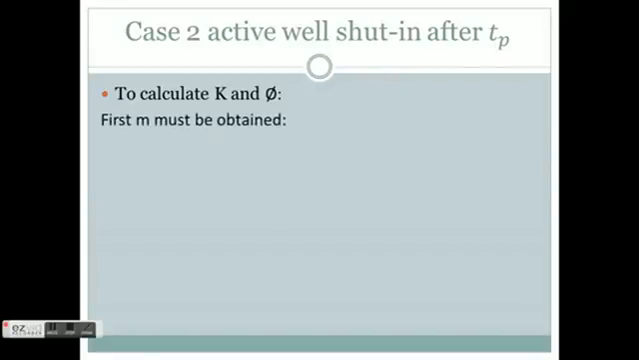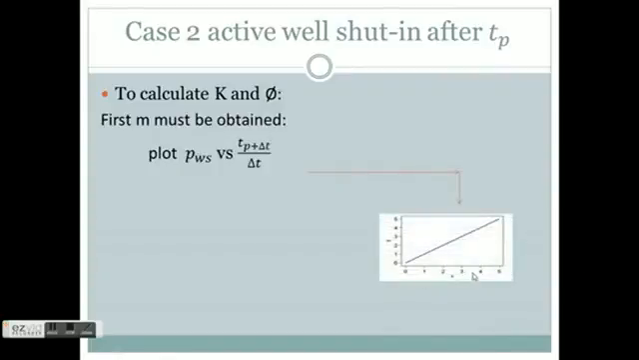Also, in this case we can calculate porosity and permeability, but to do that, first we need to calculate m, which is the slope. How do we do that? We need to first plot PWS versus (tp plus delta t) over delta t. After you plot, you will have a straight line on semi-log graph paper, which will directly give you the slope m.